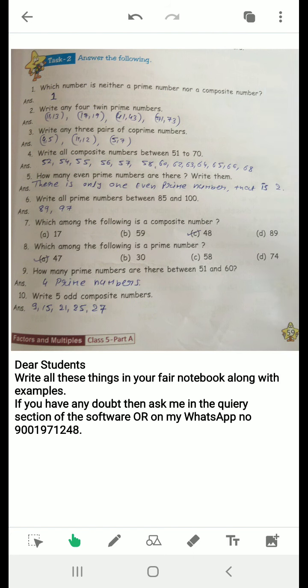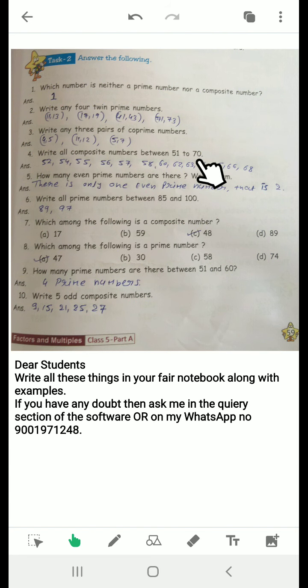In the next slide, there is one exercise that you have to do. Which number is neither prime nor composite? As I told, 1. 1 is a number which is neither prime nor composite. Write any 4 twin prime numbers, that also I explained. Write any 3 pairs of co-prime numbers, that also I explained.